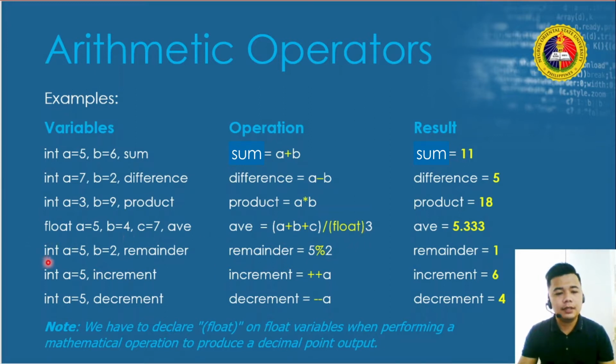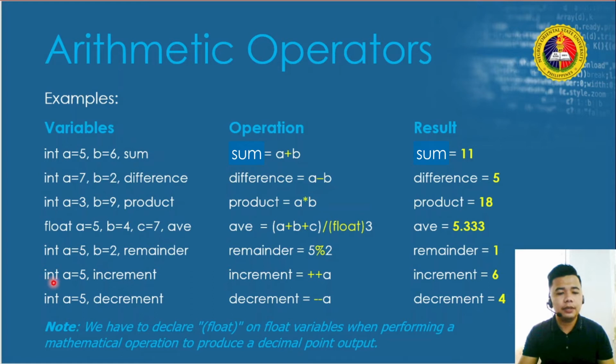Let's have another example here. This is to get the modulo value, or the remainder value. So we have int a is equal to 5, b is equal to 2, and then remainder. Again, our goal here is to get the remainder of these two, the 5 and 2. So the operation is remainder is equal to 5 modulo 2. First, the compiler will divide 5 by 2, so the answer should be 2, right? However, there is a remainder of 1. And then the compiler will output remainder 1 because that is the remainder.